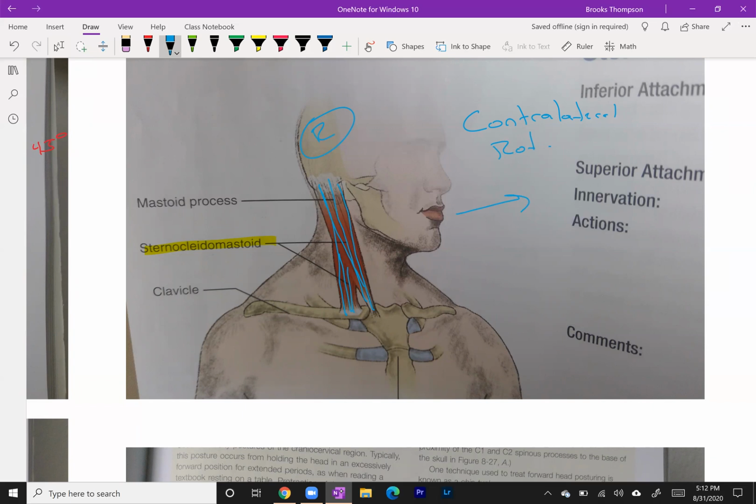Also, with our forward head posture, we'll see that when you are in a protracted state, this is going to be shortened. So your flexors, your SCM is going to be tight.